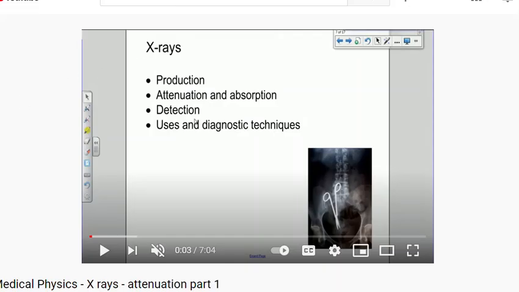I'm going to play this video, and if the audio doesn't play, I'll post the link to the video into the module so that you don't have to type it in. But this is a video showing the interactions inside of the patient's body.